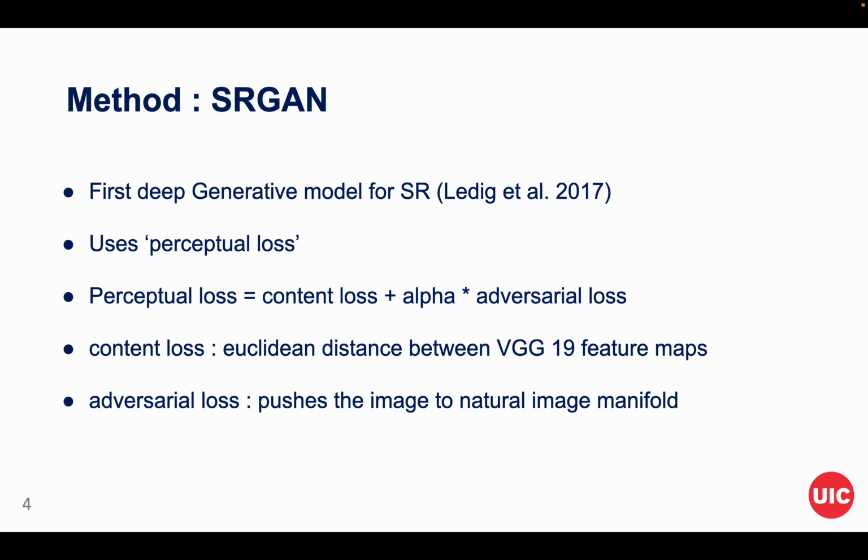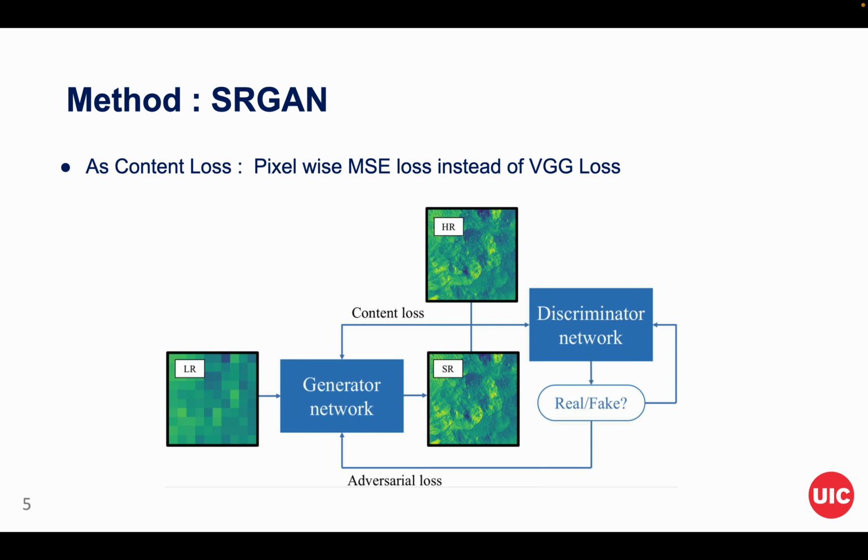In the original SRGAN paper, the content loss is VGG loss, and the adversarial loss enforces the generated image to lie on the same manifold as the natural images. However, in this project, pixel-wise mean squared error has been chosen as the content loss instead of the VGG loss, because in this case the realism of the data matters most, not the visual similarity with the ground truth. The diagram shows the training process of the SRGAN.